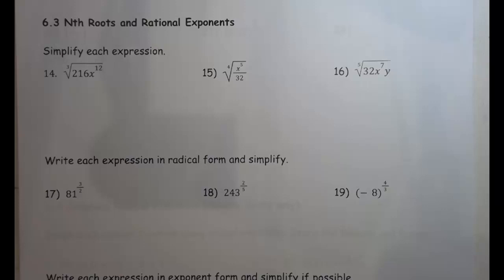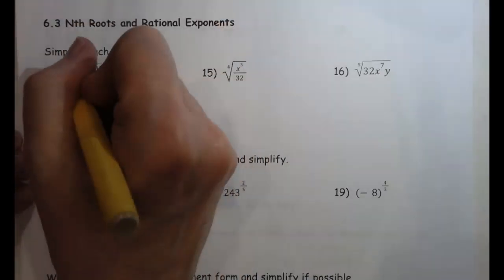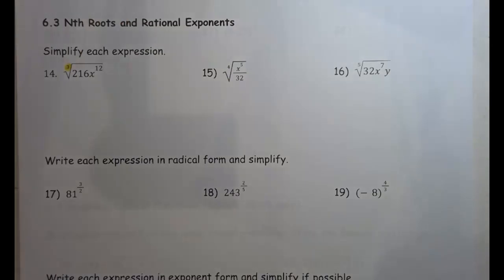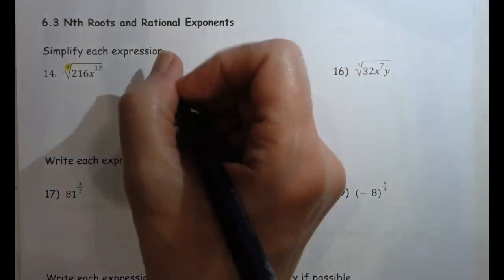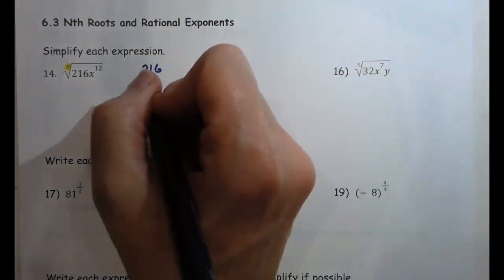Continuing on, simplifying each expression. We did practice a couple of these in class today. Remember, be sure to check the index of the radical. This is a cube root, and we are going to start by making a factor ladder. So we're dealing with 216.